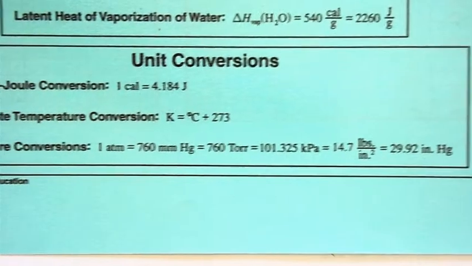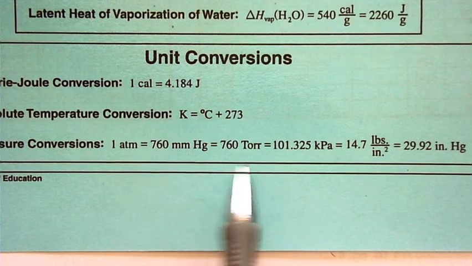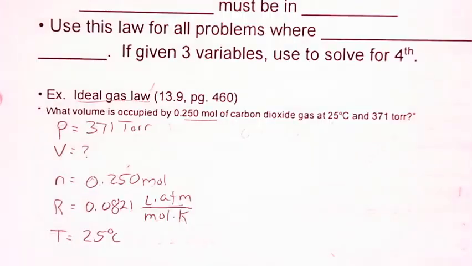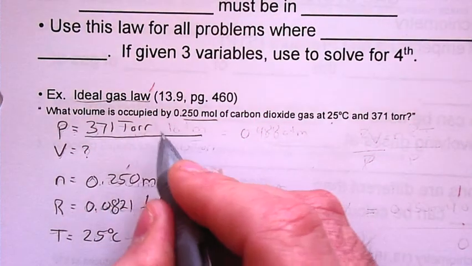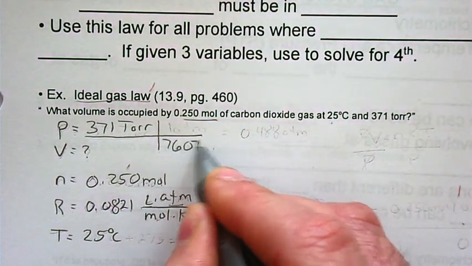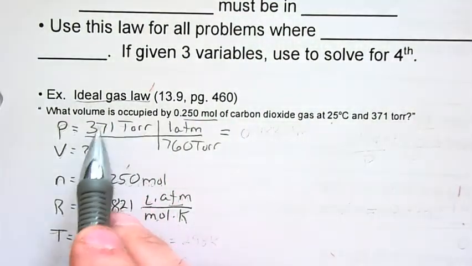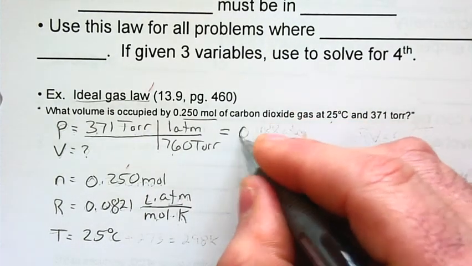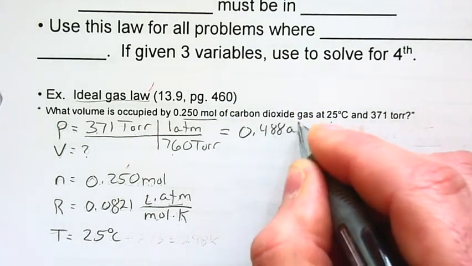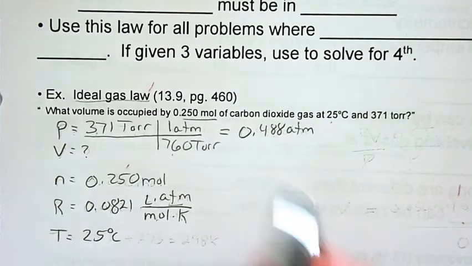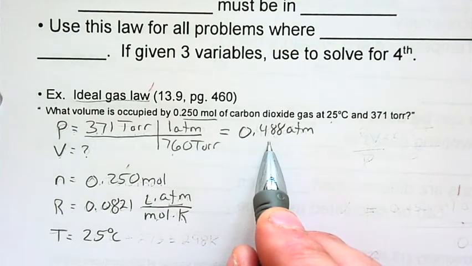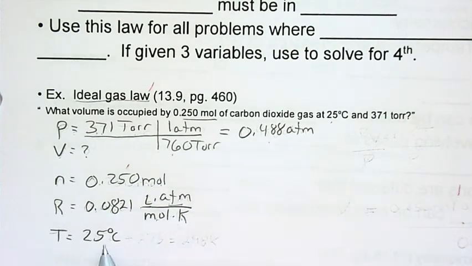Now, the pressure conversions say that 1 atmosphere is equal to 760 torr. Since I'm starting with torr, I draw a small grid. I put the 760 torr on the bottom, and the 1 atmosphere goes on top. 371 divided by 760 equals 0.488 atmospheres. 3 significant figures. Now, temperature must also be in kelvins, so I do that by adding 273, and I get 298 kelvin.